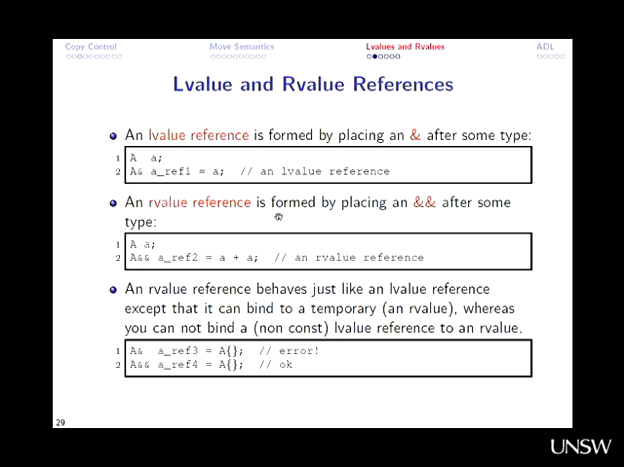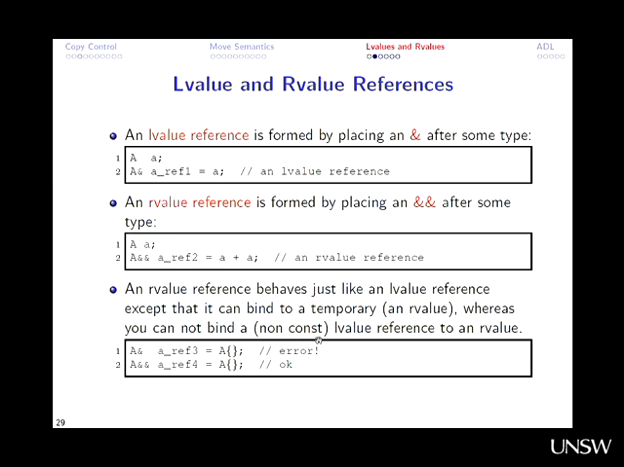An R-value reference is formed by placing 2 ampersands after a type. So we can create an R-value reference like this. Okay, it's not recommended to do this, but you can do this. Okay? And so we can then create an R-value reference by going A plus A. This A plus A itself is an R-value. Okay? And so an R-value reference behaves just like an L-value reference, except that it binds to a temporary object. Okay, so temporary objects are R-values.